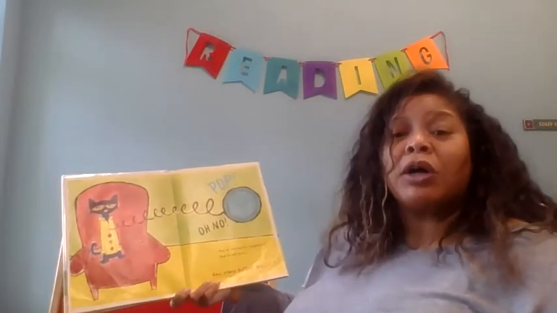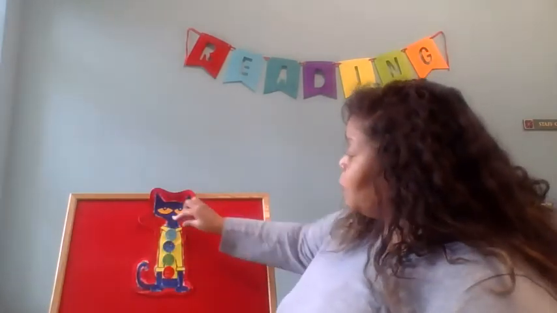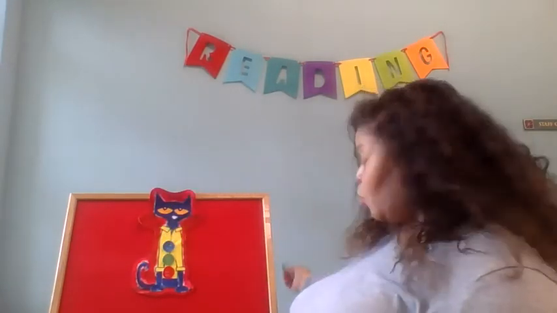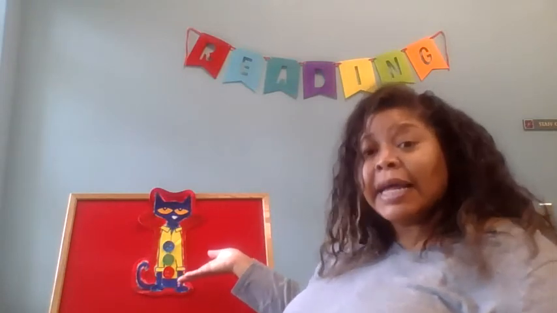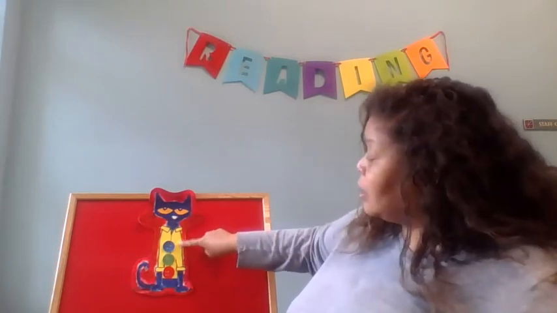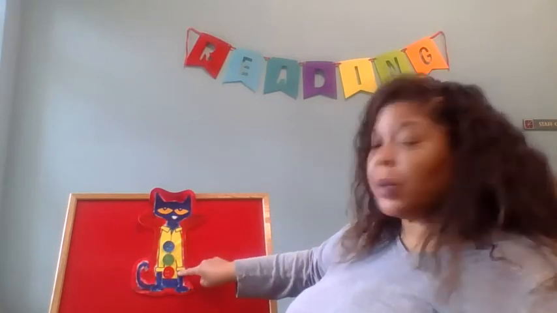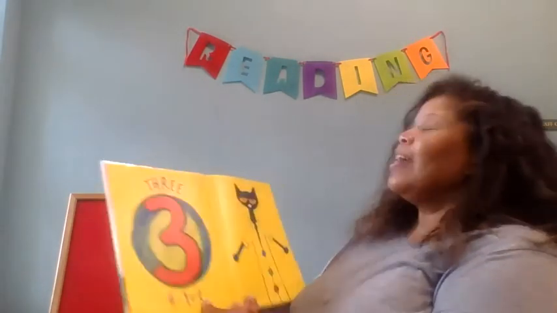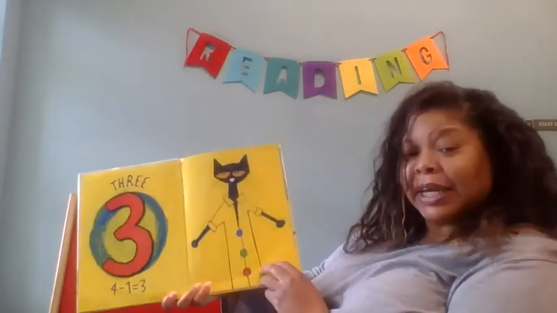Pop! Oh no! One of the buttons popped off and rolled away. How many buttons are left? Well, if one of the buttons popped off and rolled away, how many does Pete have now? Let's count and see. 1, 2, 3. He has 3 buttons. Right, 3 buttons. 4 minus 1 equals 3.